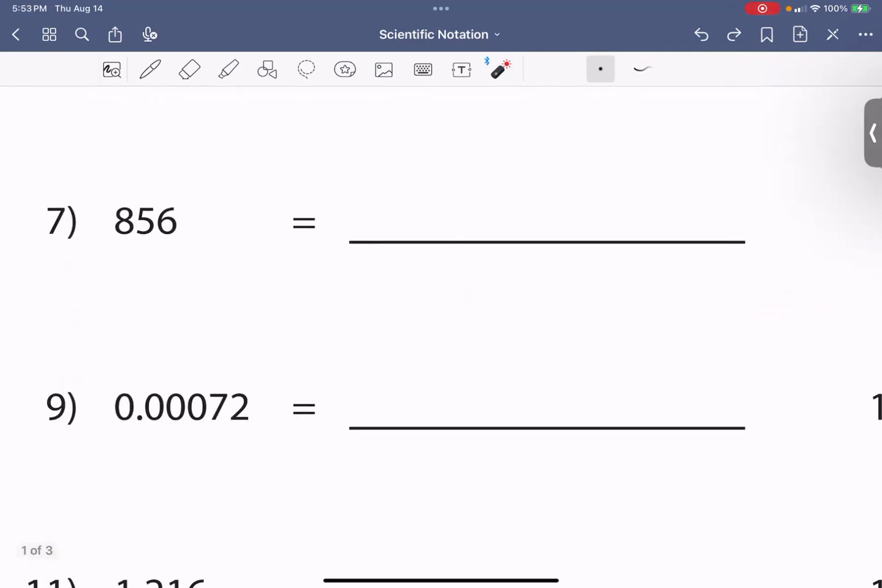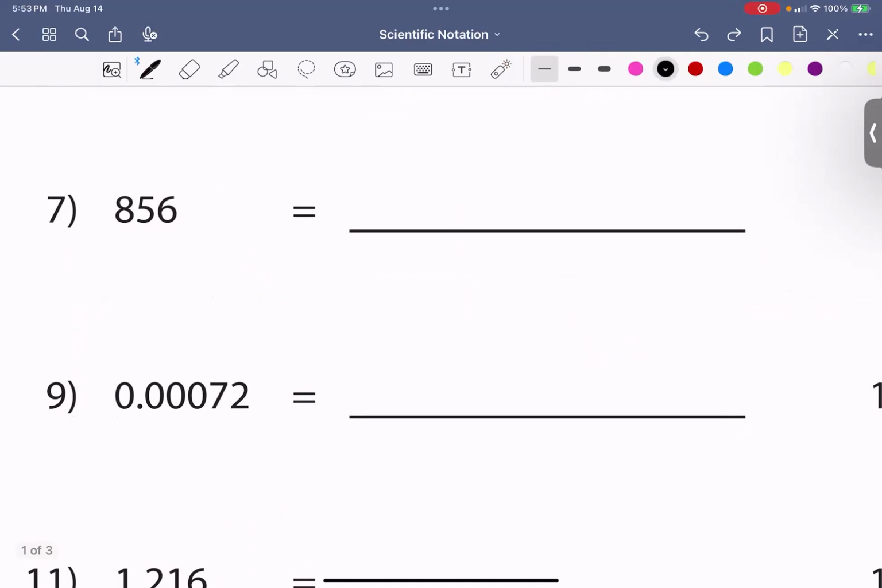All right, let's look at number 7, 856. So we are going to move to the left until we get to the first whole number. So 1, 2. So we move 2, and the remaining number is 8.56 times 10 to the second power.